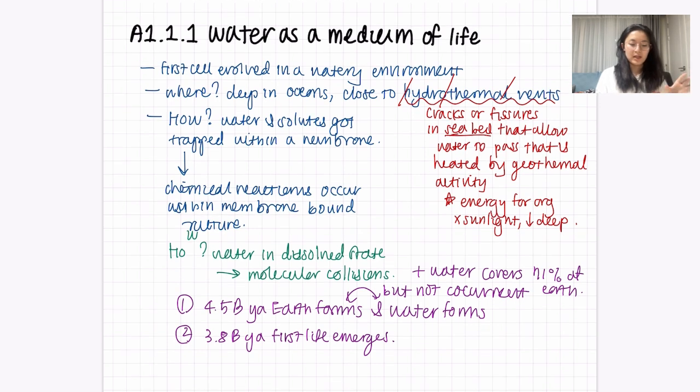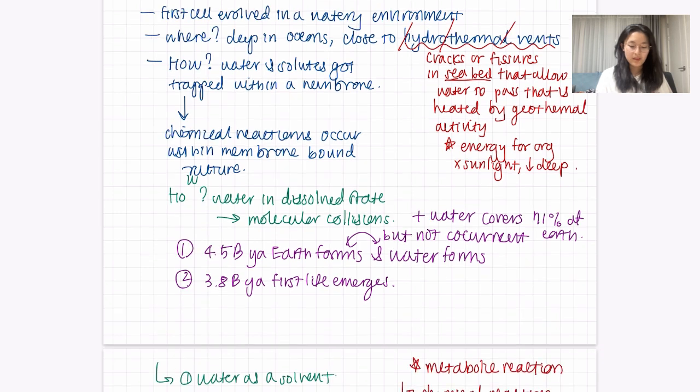The way that the first cell had evolved is that water and solutes got trapped within a membrane, and chemical reactions had occurred within that membrane-bound structure. The reason why these chemical reactions had occurred is because water is in a very dissolved state, so there are a lot of molecular collisions, which then lead to a lot of chemical reactions.